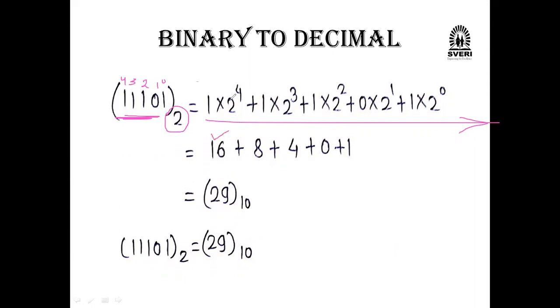1 into 16 is nothing but 16. 2 to the power of 3 is nothing but 8, and 1 into 8 is 8. 2 to the power of 2 is nothing but 4, and 1 into 4 is 4 only. 0 into 2 to the power of 1 is 0, because 0 into anything is 0 only. 2 to the power of 0 is nothing but 1, and 1 into 1 is 1 only.